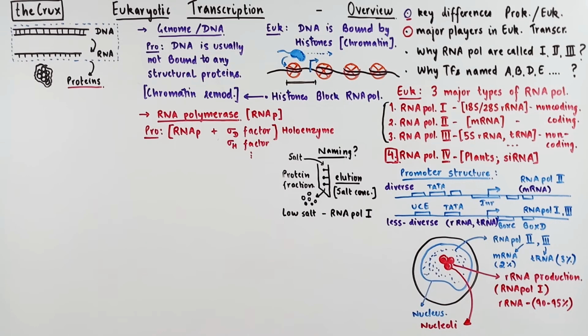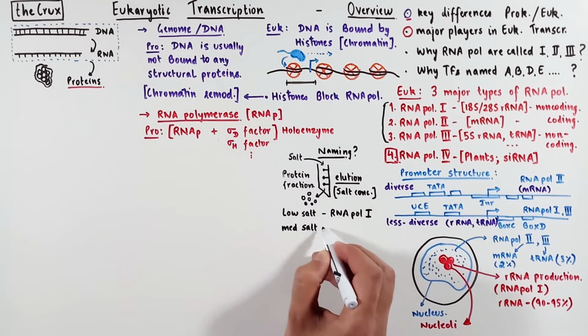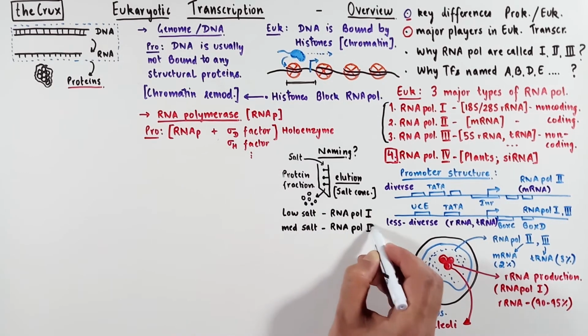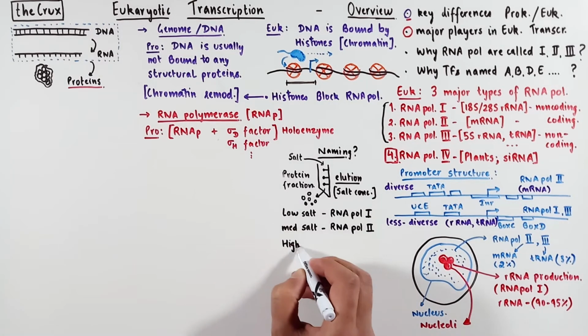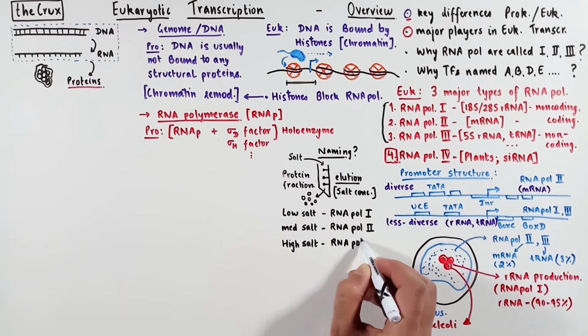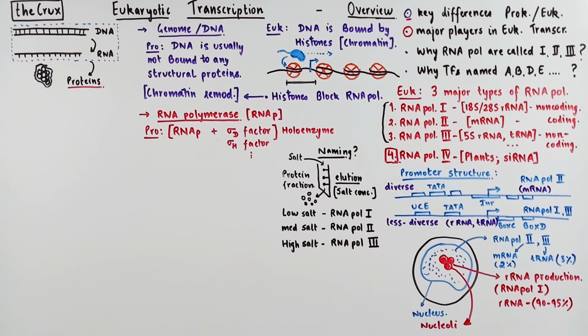And then they increased the concentration of salt a bit more, and out came the second fraction, and this was called RNA polymerase 2. And finally, at the highest salt concentration, they obtained the third fraction, and that was found to contain yet another polymerase, which was named RNA polymerase 3. So that's how the names of RNA polymerases have come to be.